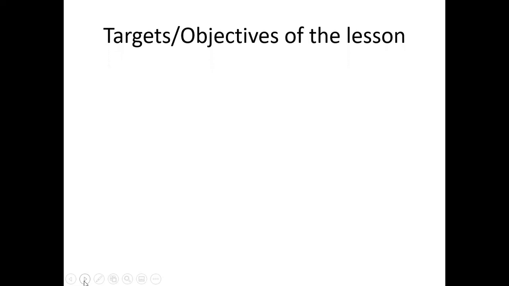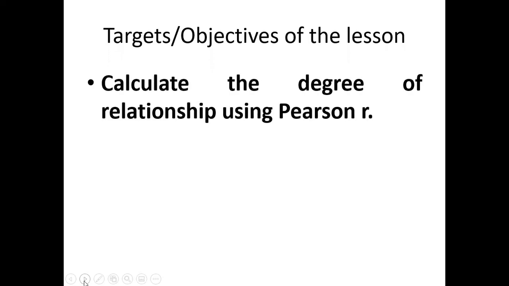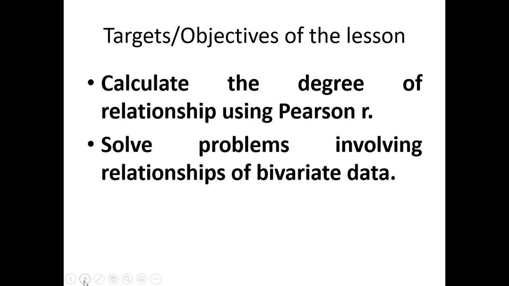For today's video, I'm going to be discussing with you the correlation coefficient, or Pearson product moment correlation, or Pearson R. Okay, so what are the target objectives of the lesson? Number one, at the end of the lesson, you are to calculate the degree of relationship using Pearson R, and solve problems involving relationship of bivariate data. At the end of this video, there are several exercises that you can answer.